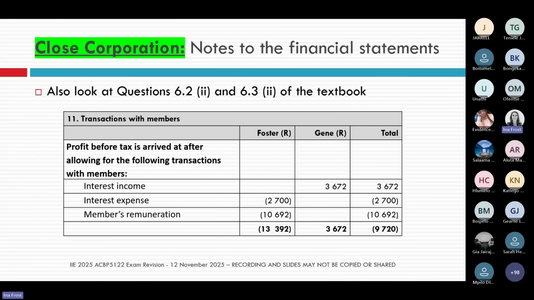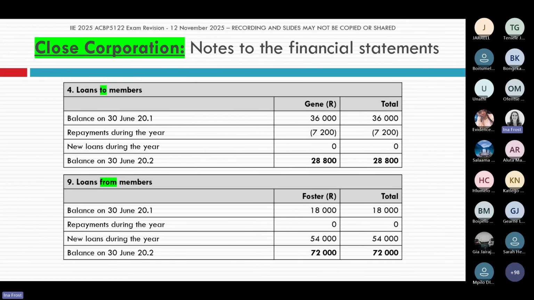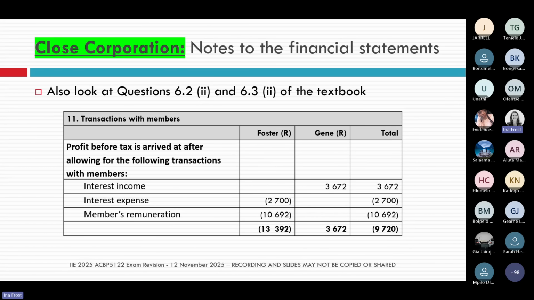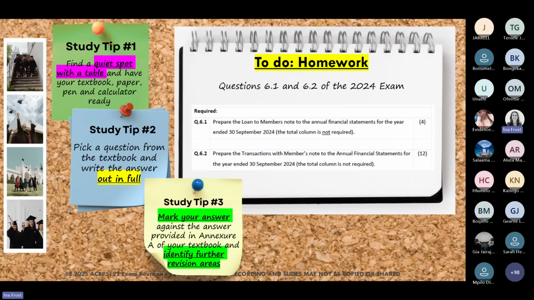So please make sure that when you are studying all your notes for the sole trader, you just remember that for a closed corporation, there are 3 extra new notes. And when we look again at past papers, we'll see in last year's exam, they actually specifically tested the student on these new notes. So you'll see over here, there was the loans to and from the members, and here was the transaction with the members.